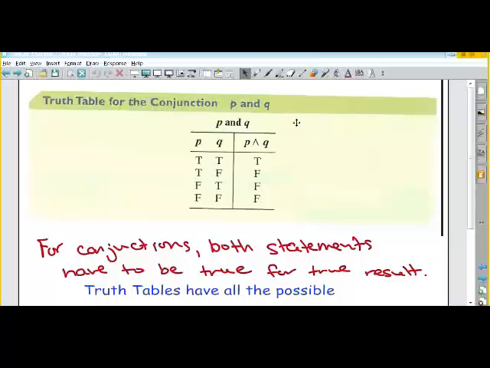So when you construct a truth table, you look at it from that perspective. What we have is two statements. If it's Saturday, I'm going to, I have $20.